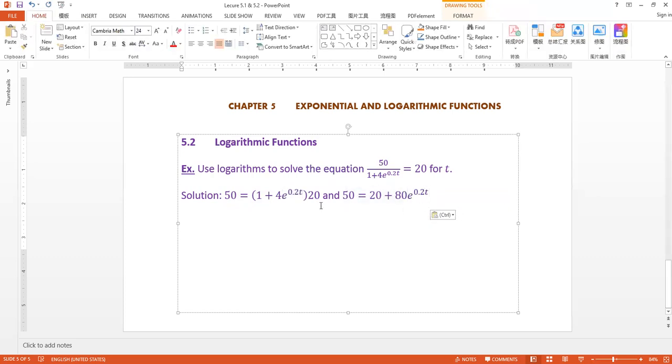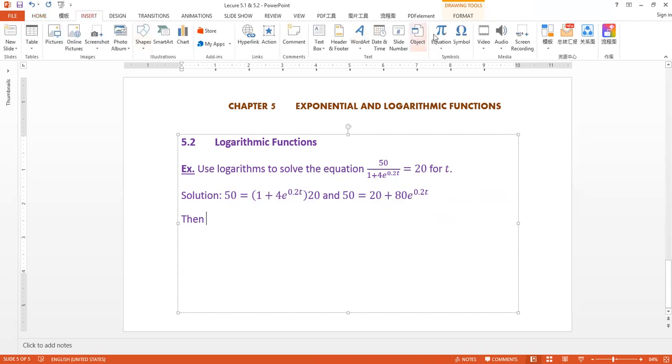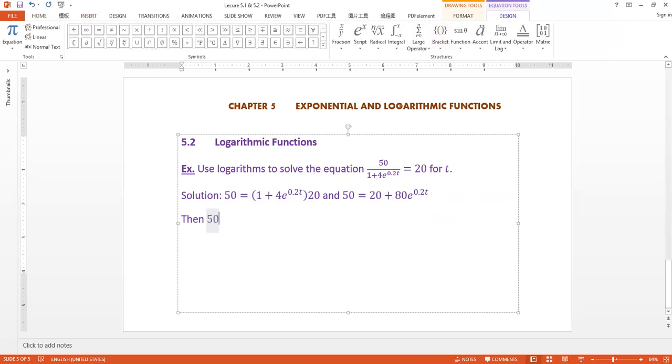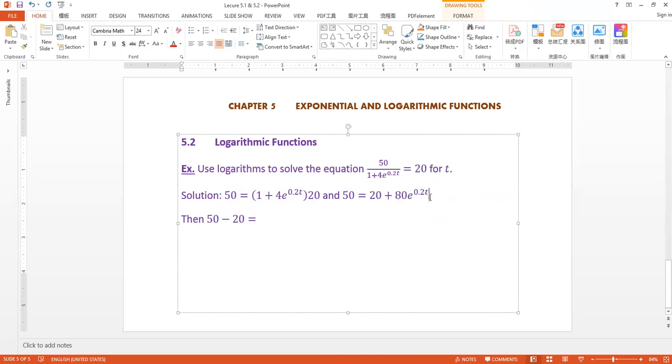So remember, when you multiply 20 with this exponential, you just multiply the number in the front of the exponential. It doesn't go to the exponents. All right, then we can subtract 20 on both sides and get another equation that can be solved.